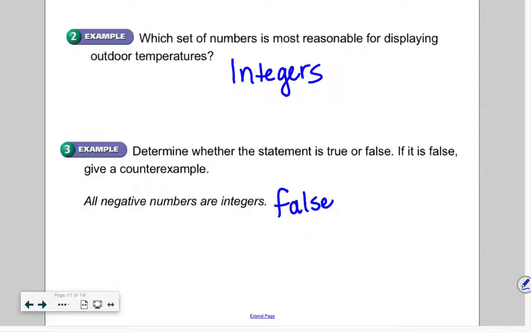Grayson, what were you going to say? A decimal that doesn't have. Like what? Drew. -3 5/10. That's a negative number, but is that negative number an integer? No, it's not. It's a rational number. So we proved it incorrect just by giving a negative value that proves that that statement is false.